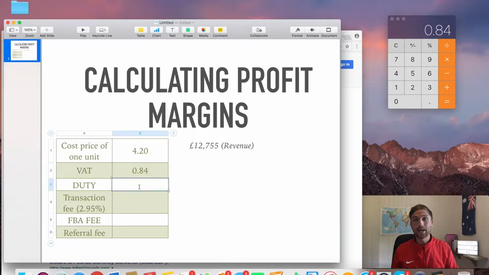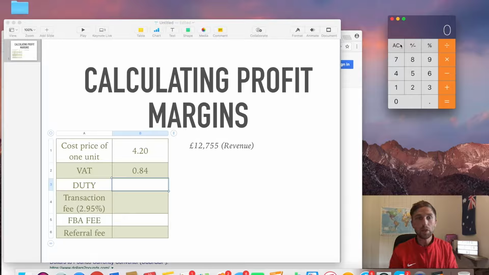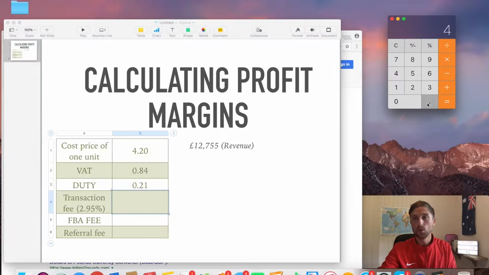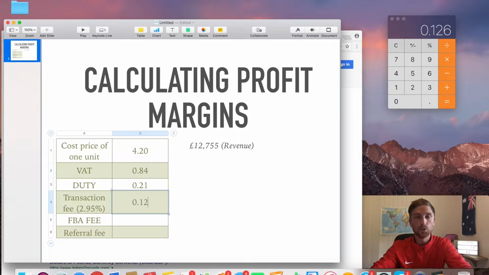Duty, we're going to look at the example of 5%. So duty would be, again, take your initial cost price of the unit. This time we're going to multiply it by 0.05 to find 5% of the actual amount. And that's 21 pence, right? 0.21. Transaction fee, a lot of maths here, but super easy, right? Just get a calculator and follow what I'm doing here. So 3%, we're going to round this to 3%. So £4.20, and we're going to multiply that by 0.03, gives us 12 pence, 0.12.